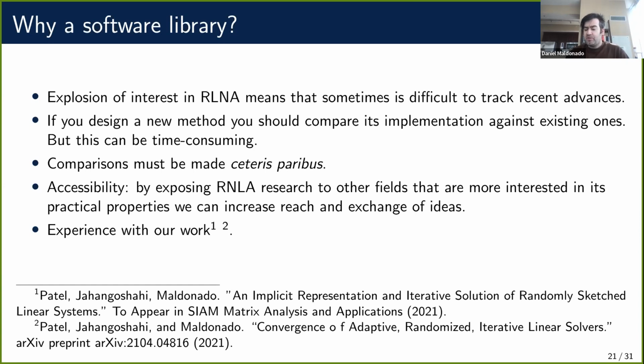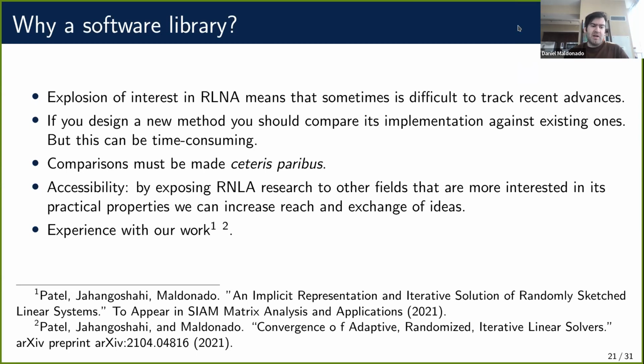And of course, one of the reasons is that these comparisons also need to be done ceteris paribus. So sometimes you might get some code from some web page that implements randomized whatever, and then you compare it with your implementation, but that doesn't really mean that your algorithm is going to be faster. It's just that the implementation can change.